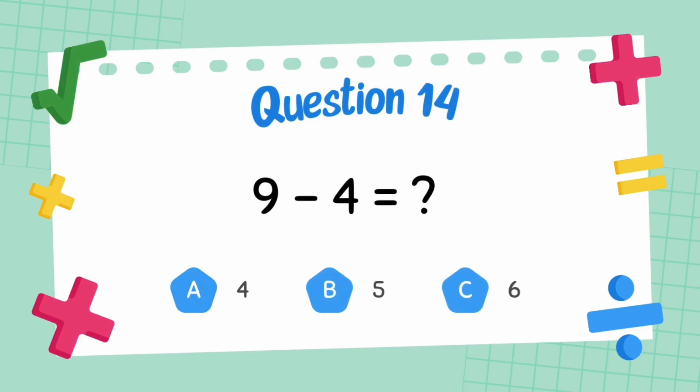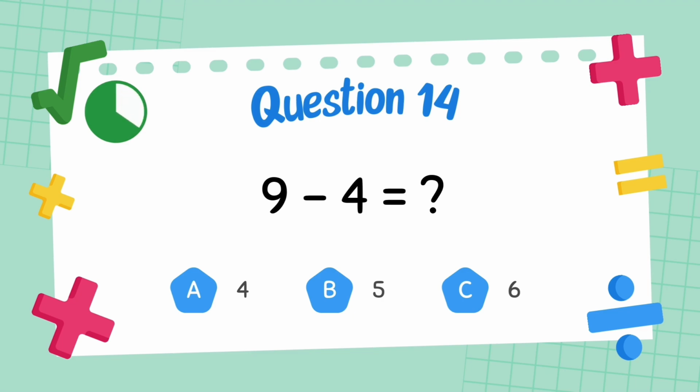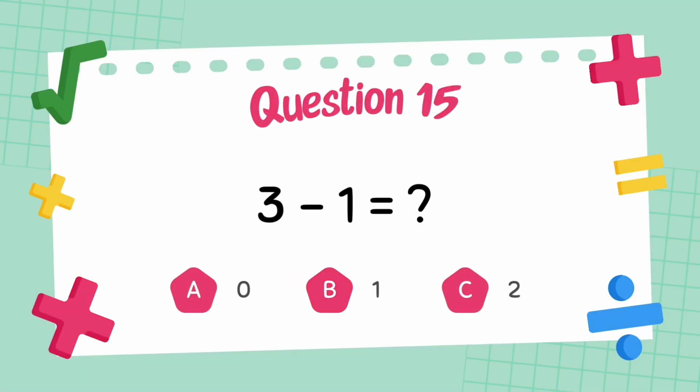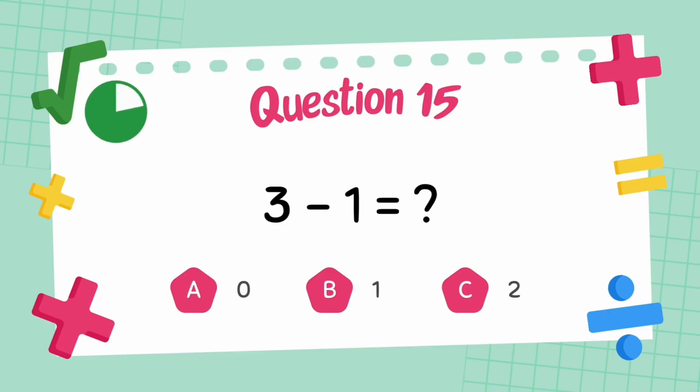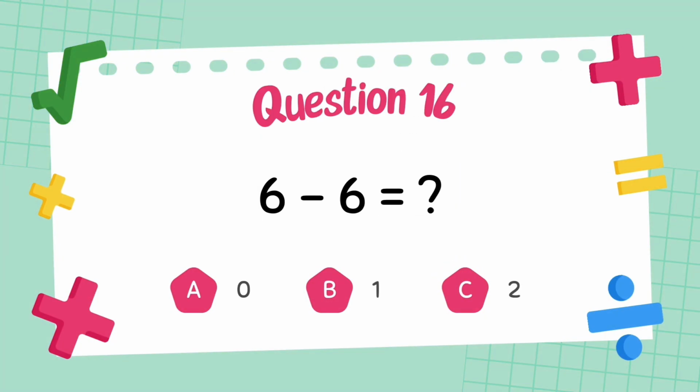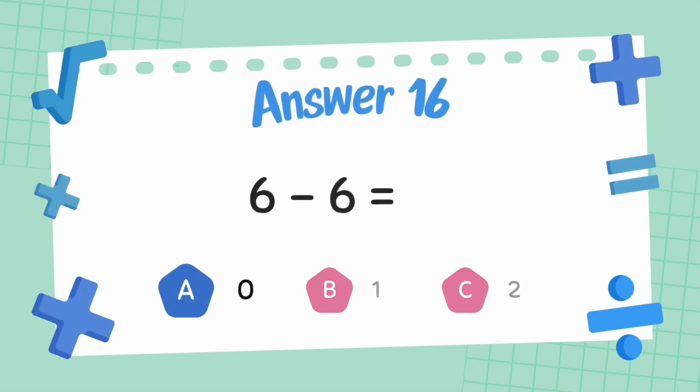What is 9 minus 4? The answer is 5. What is 3 minus 1? The answer is 2. What is 6 minus 6? The answer is 0.